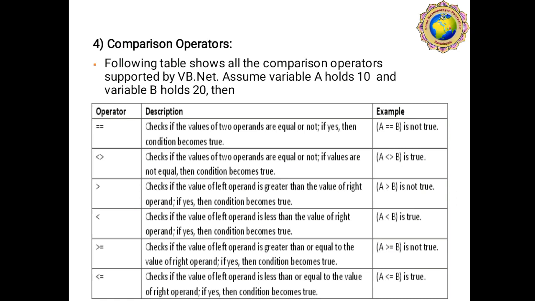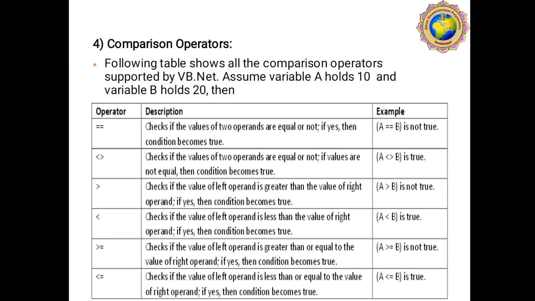Then greater than checks whether the value of the left operand is greater than the value of the right operand. If yes, the condition becomes true. So here A > B means 10 greater than 20. Is this condition satisfied? No. Why? Because 10 is not greater than 20; 10 is less than 20.